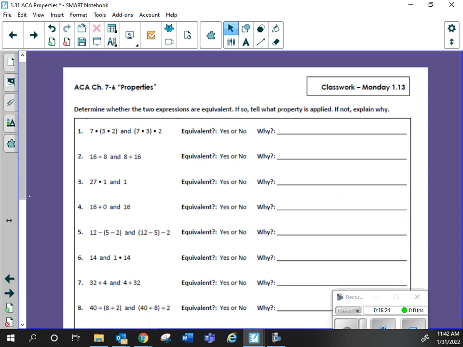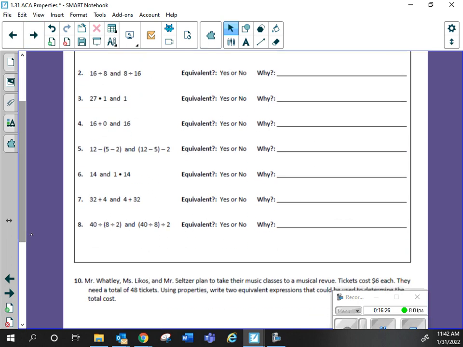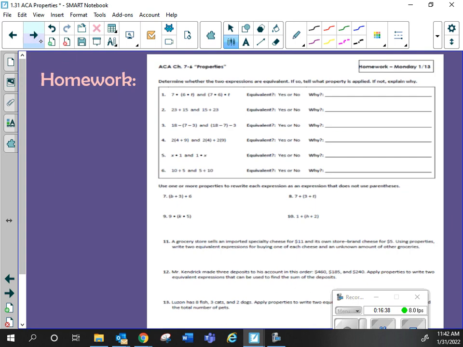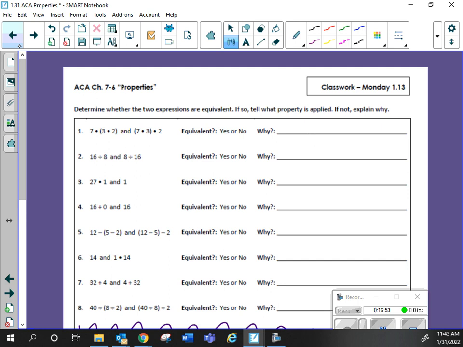What's going to happen before y'all do anything on here? Y'all have a number 9 online. But number 9, y'all can cross that out. That's a property we're talking about in a couple of days. Also on your homework, number 4, go ahead and cross that one out. You're not crossing out all of them.